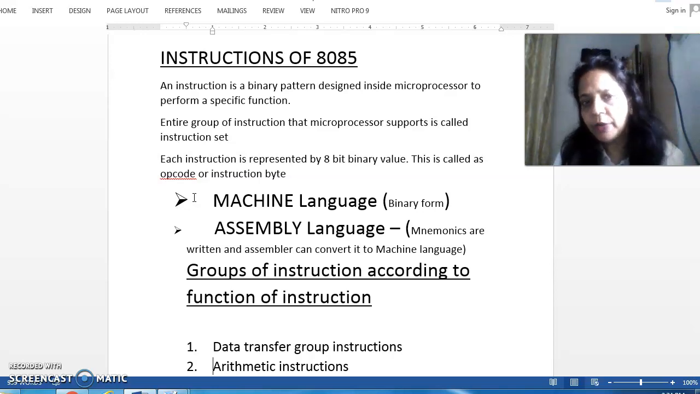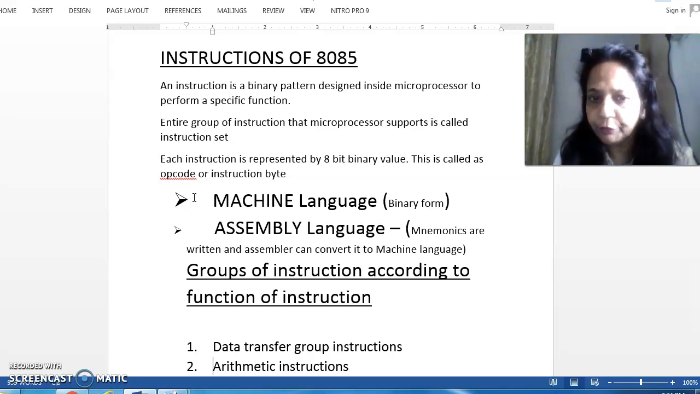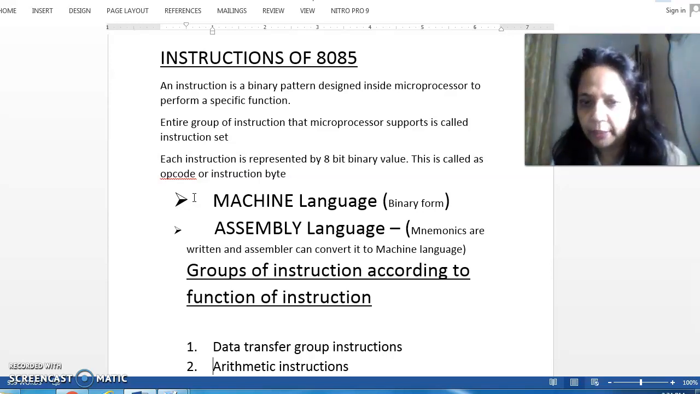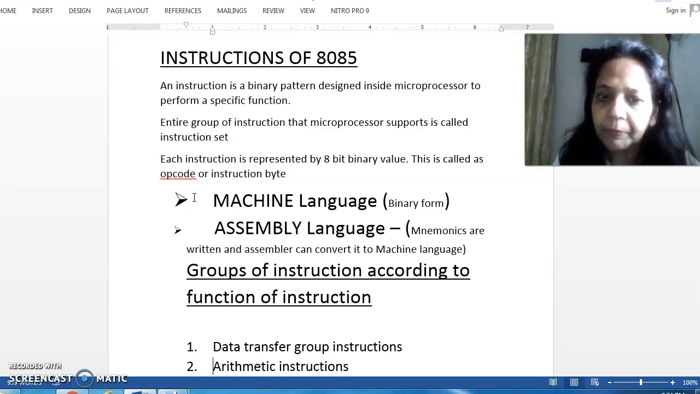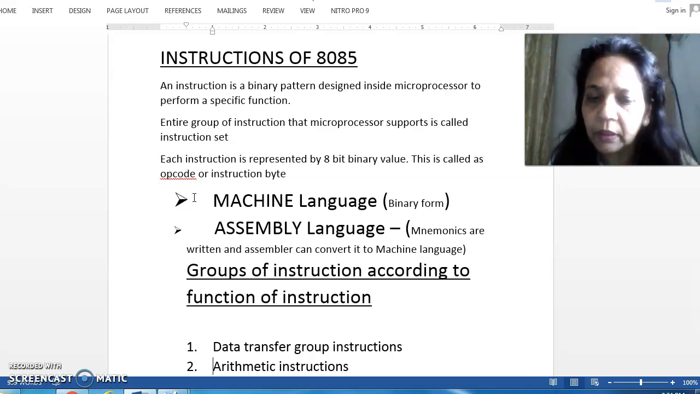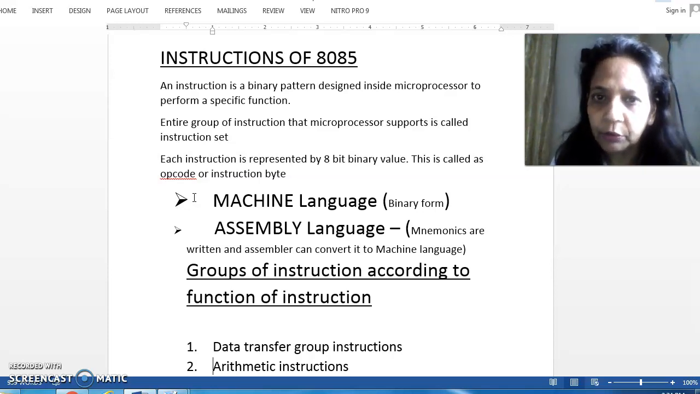So there are two types of languages which are used by the 8085. The first one, the earlier one, was machine language, which was actually in the binary form, zeros and ones, and it was difficult to remember which code is for which operation. That's why we use the assembly language. In the assembly language, we use the mnemonics, or I said opcode, which are further converted into machine language by the assembler. Now we are going to study this particular assembly language of 8085.